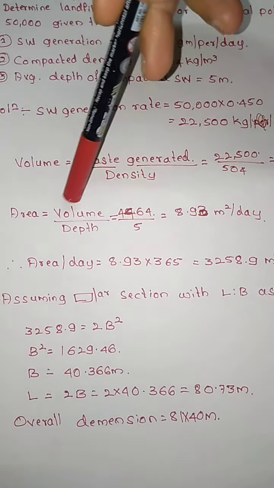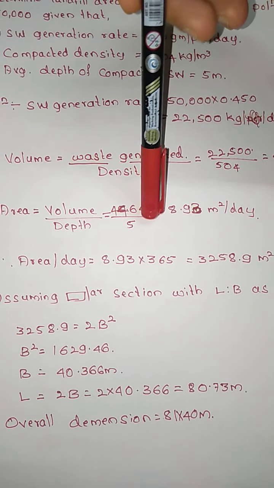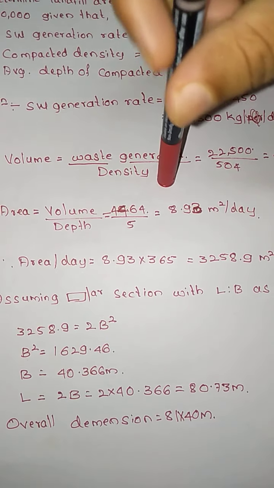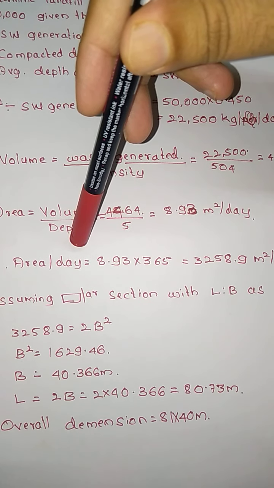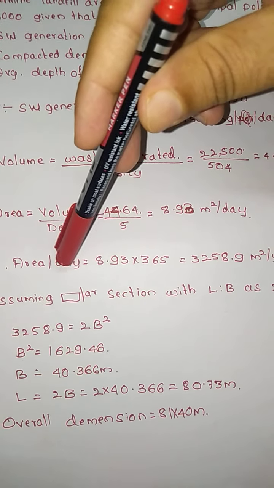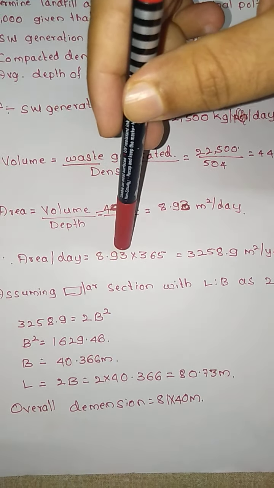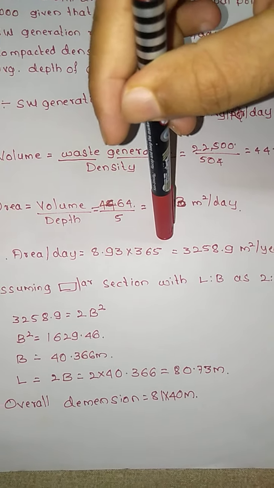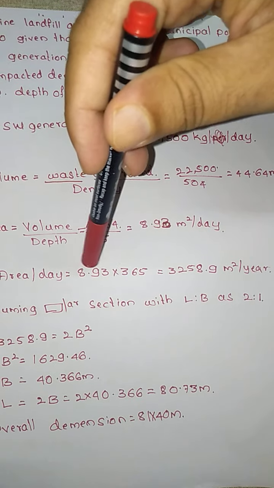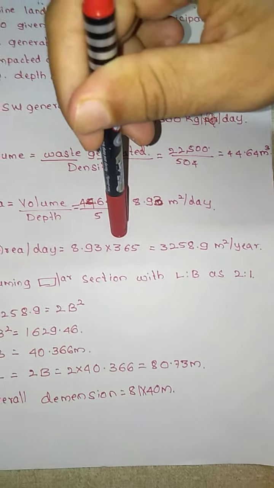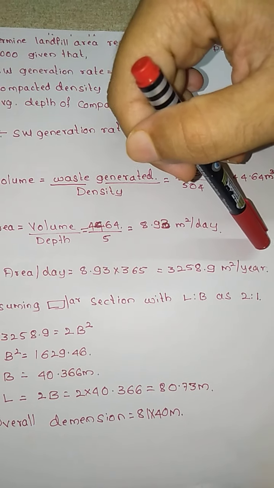Now area is equal to volume divided by depth. Volume is 44.64 meter cube, and depth is 5 meter. So we get 8.93 meter square per day. Now, how much area per year is required? I have written per day by mistake, it should be annually. So 8.93 multiplied by 365, since 1 year has 365 days. So we require 3258.9 meter square per year.